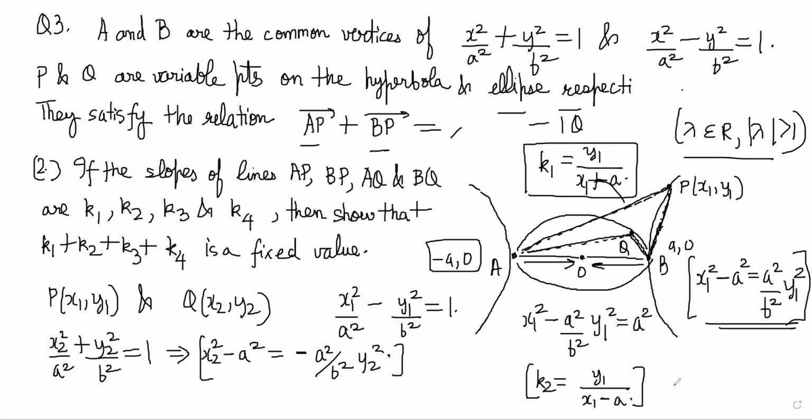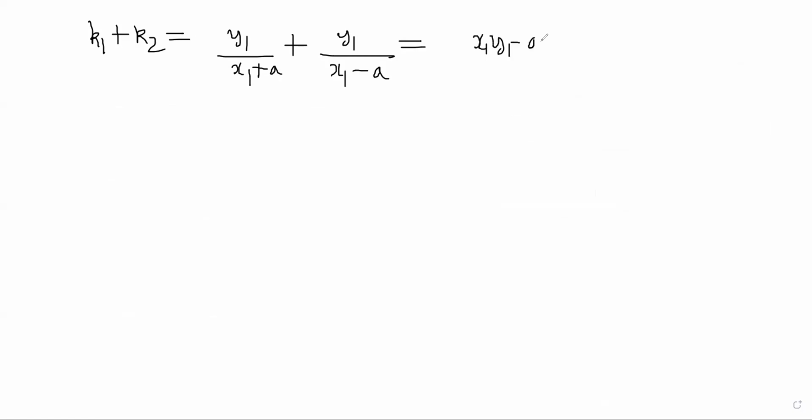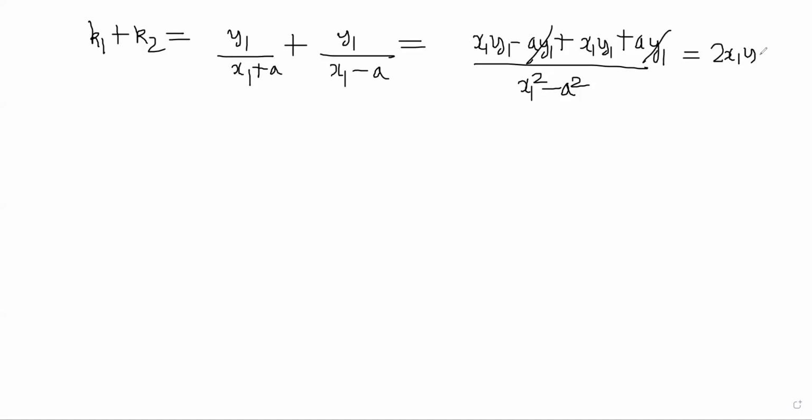So K1 is this, K2 is this. I will do the sum of K1 and K2 on the next screen. What is K1 plus K2? It is y1 by x1 plus a plus y1 by x1 minus a. So this becomes x1 y1 minus a y1 plus x1 y1 plus a y1 by x1 square minus a square. So this gets cancelled and you have 2x1 y1 by x1 square minus a square. That is the sum of K1 plus K2, right?